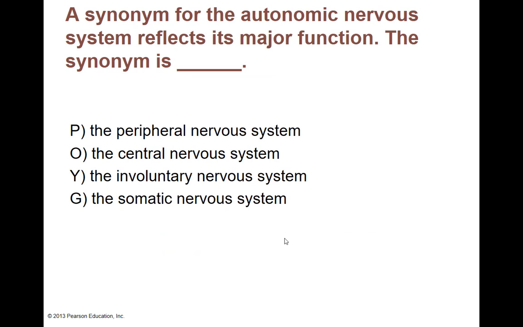Yay. My last review questions. We got through it all, sweet. A synonym, meaning another word, for the autonomic nervous system, which reflects its major function, would be what? It is the yellow, the involuntary, because you don't have control over the autonomic, it's automatic.